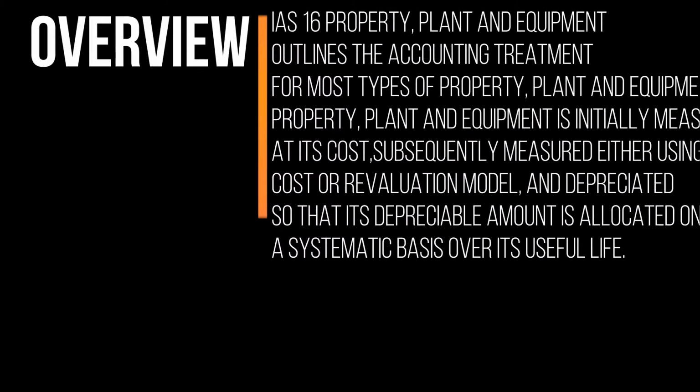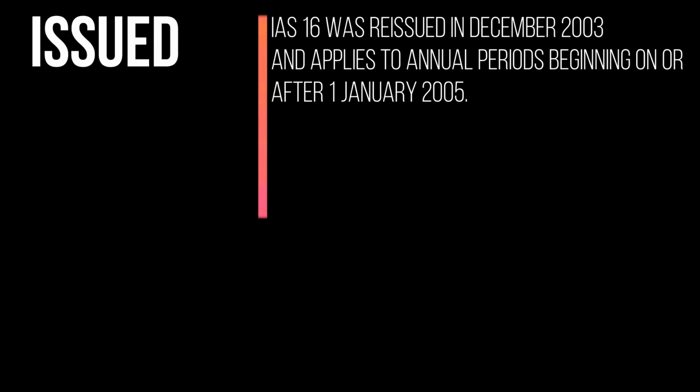The standard outlines the accounting treatment for most types of property, plant and equipment. Property, plant and equipment is initially measured at its cost, subsequently measured either using a cost or a revaluation model, and depreciated so that its depreciable amount is allocated on a systematic basis over its useful life. IAS 16 was reissued in December 2003 and applies to annual periods beginning on and after 1 January 2005.